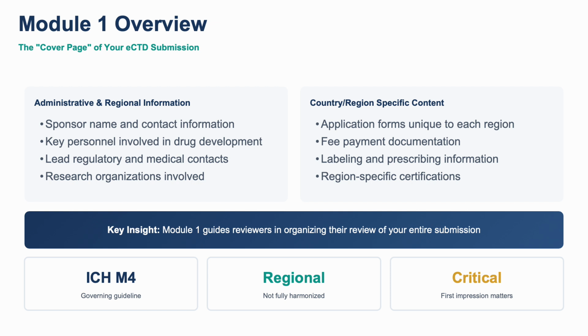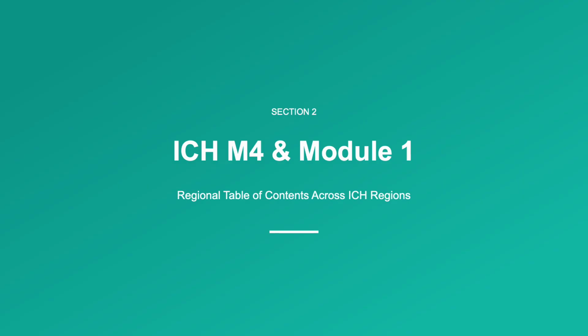The information here sets the tone for the entire regulatory interaction, making accuracy and completeness absolutely critical. Remember that ICH-M4 governs the overall CTD structure, but Module 1 is the one area where harmonization remains incomplete, requiring careful attention to regional requirements. Now we will dive deeper into ICH-M4 and examine how Module 1 is structured across the 3 major ICH founding member regions. Understanding these regional differences is crucial for companies planning global submissions, as the same product may require significantly different administrative packages depending on the target market.